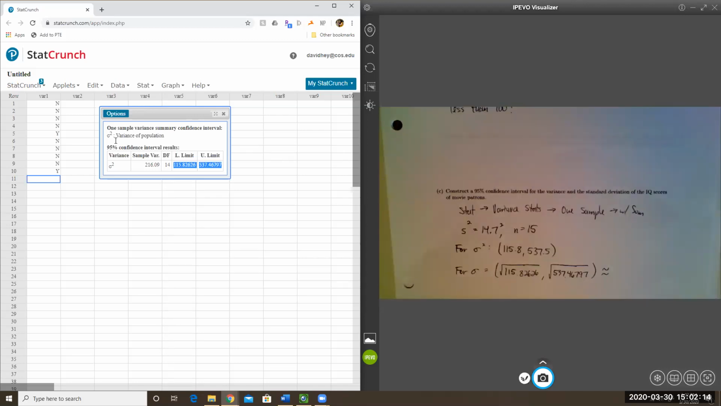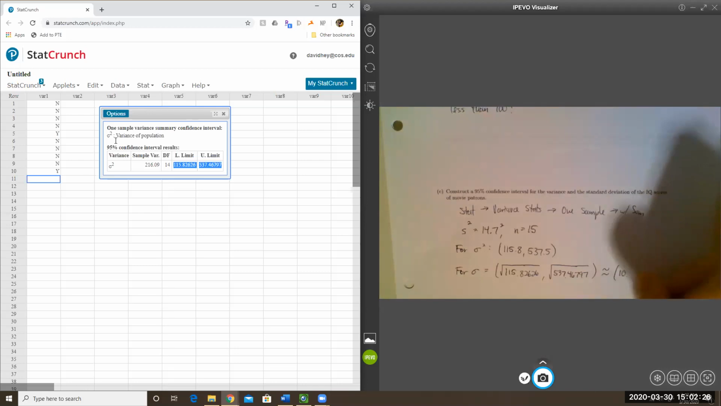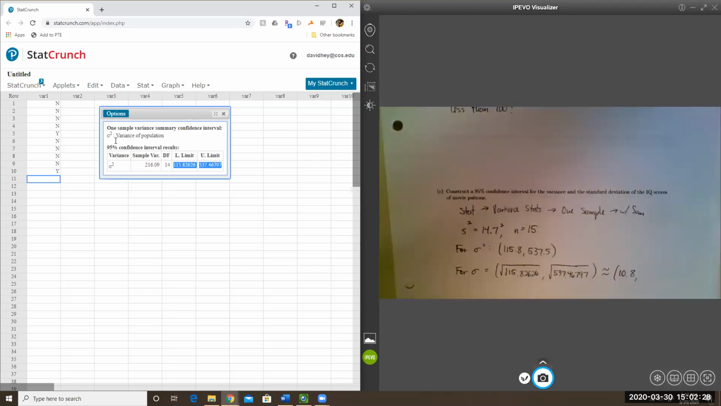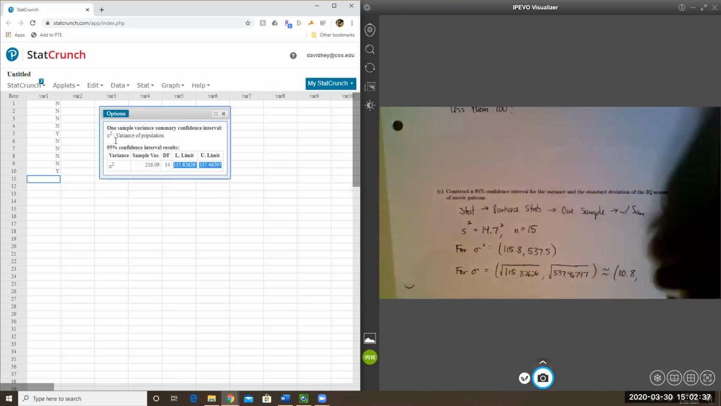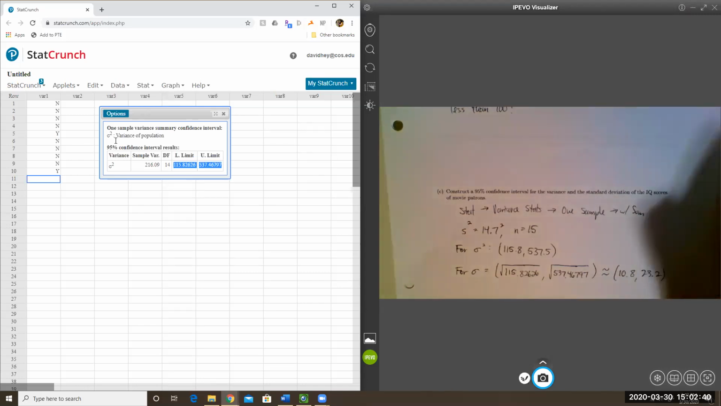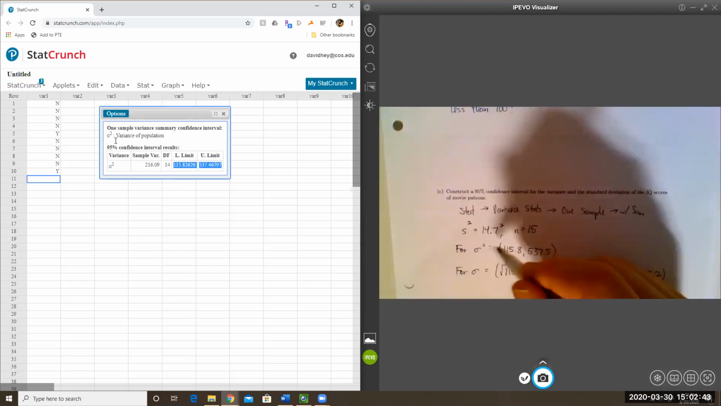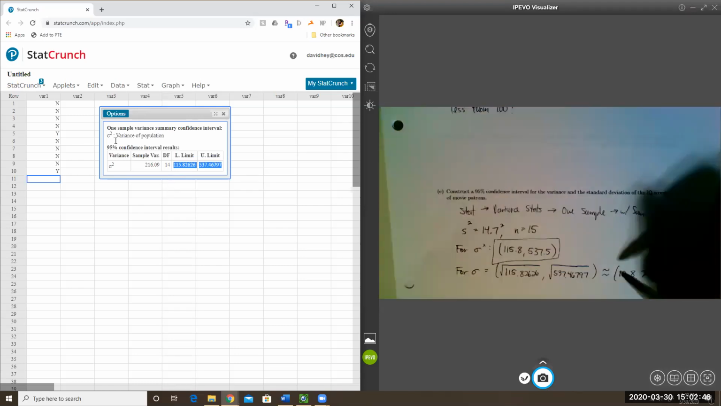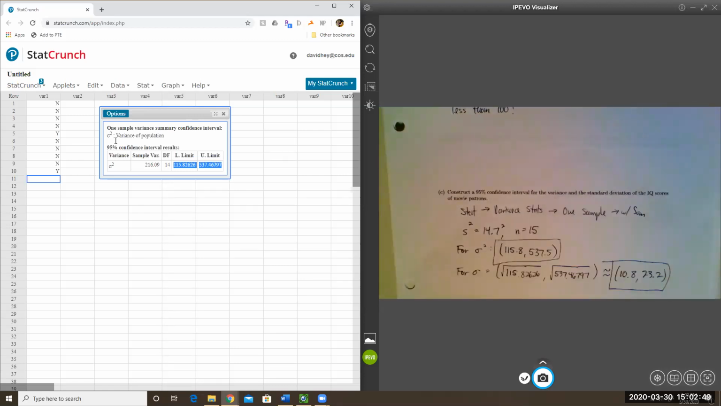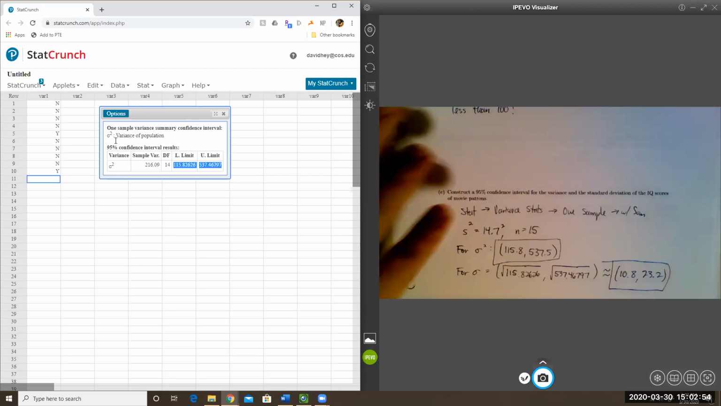Let's see about how much that is. I just have to do this on my calculator. The square root of 115.82626 is about 10.8. The square root of 537.46797 is about 23.2. So here's my confidence interval for the variance, and here's my confidence interval for the standard deviation. And that does it for that one.